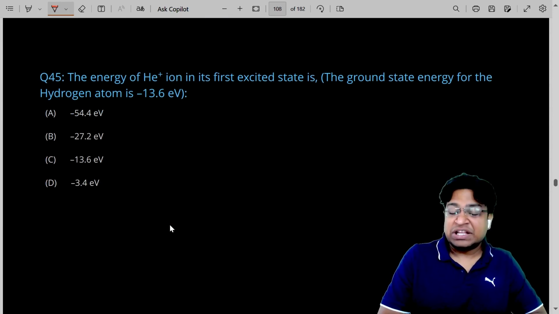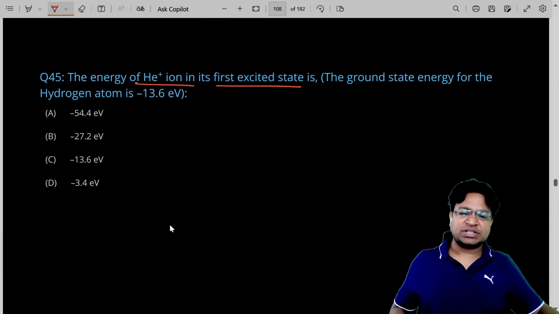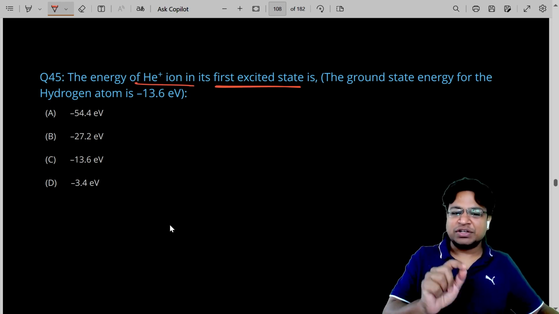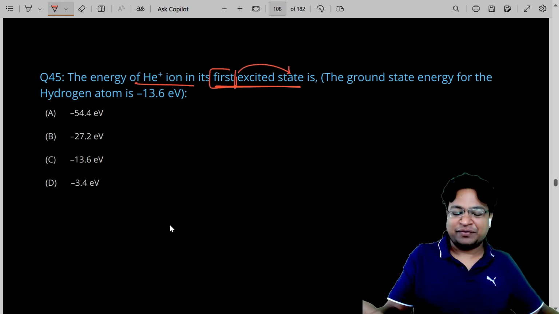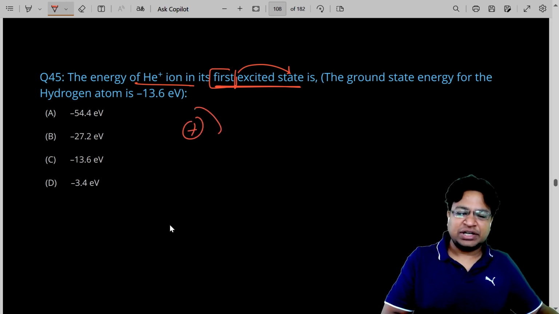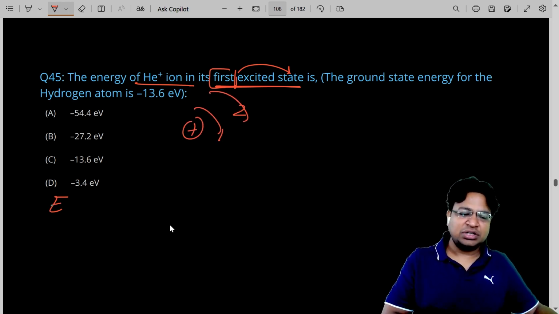Now we come to the last question of the SCQ part of the physics section. It says the energy of helium ion in its first excited state. Guys, understand this. Most of the students read the first state. They ignore the word excited. Somehow they forget to read it. First excited state is the second orbit. Okay, it's the second orbit. So we want to know the energy of helium ion in the second orbit.